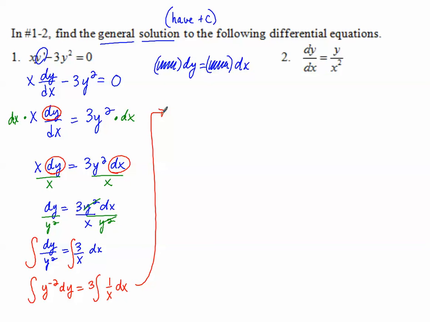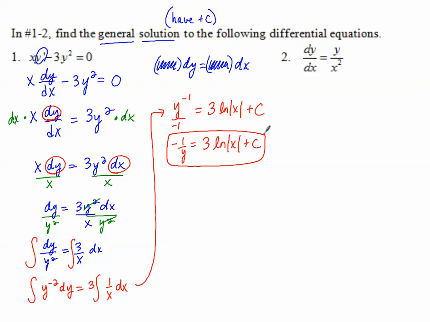I'm going to move up here to show it to you. So we've got y to the negative 1 over negative 1 equals, remember I'm saving my plus c to the end, 3 natural log of the absolute value of x. There's my collective plus c. Now I don't like to leave negative exponents, so I'm going to write negative 1 over y equals 3 natural log of the absolute value of x plus c. This is an equation that has no derivatives. Therefore, this is a general solution. I can say that this is a general solution.